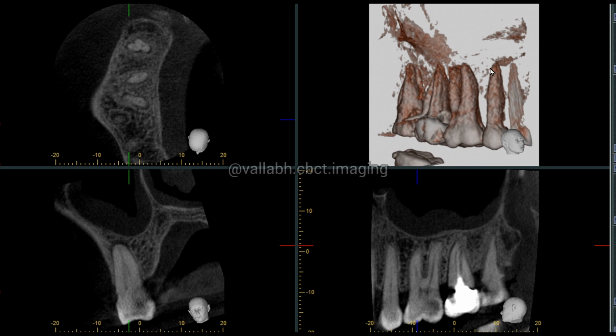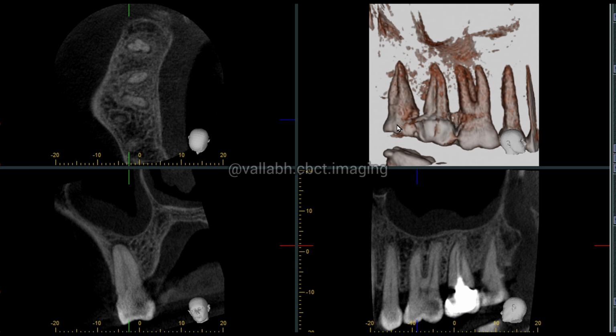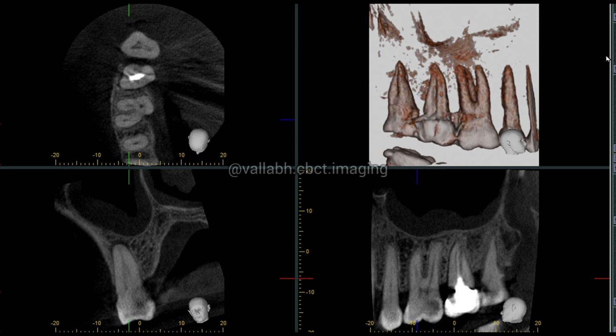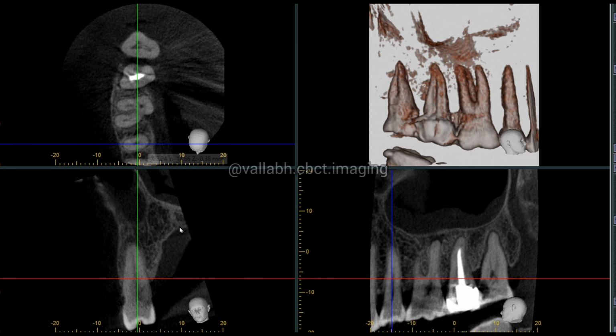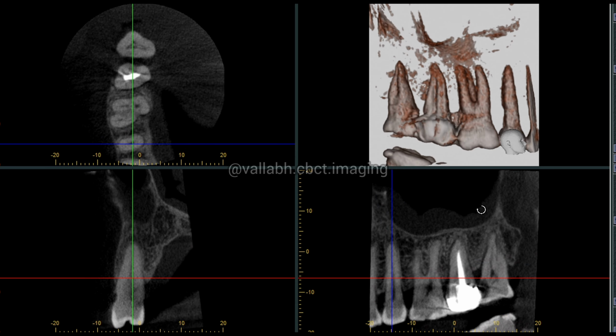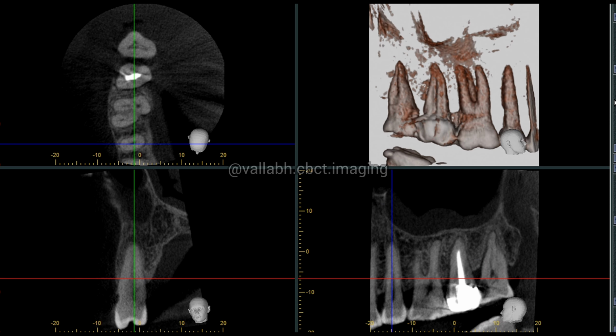You can see the second premolar, first molar, second molar and third molar. So we'll go for tooth-wise examination. As we can see, there's a second molar tooth over here, so we just need to rule out the findings. As you can see over here, the lamina dura is intact. The PDL space appears to be normal. There's no widening of PDL space.